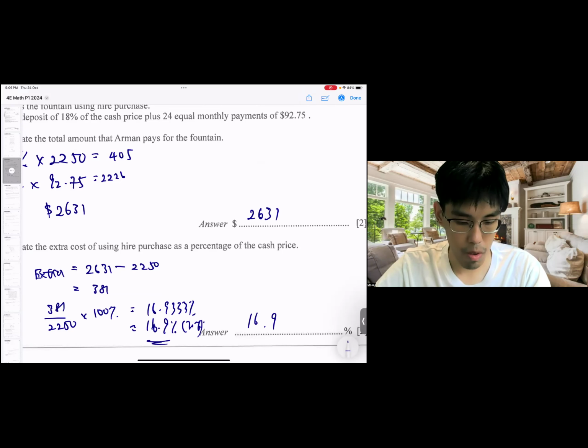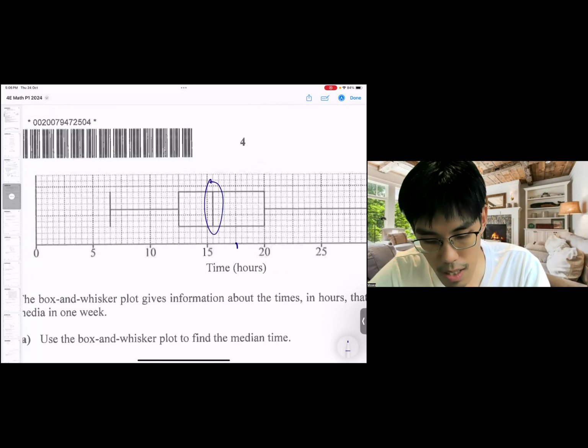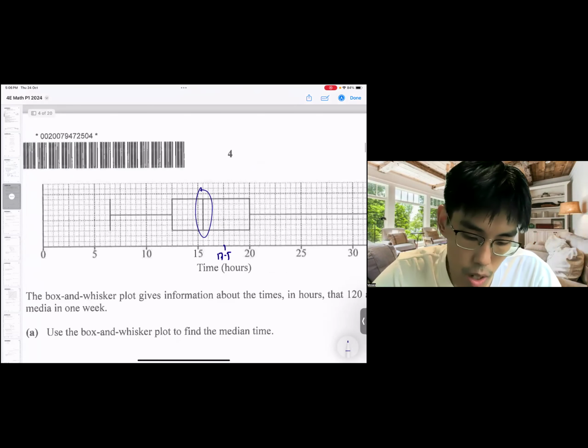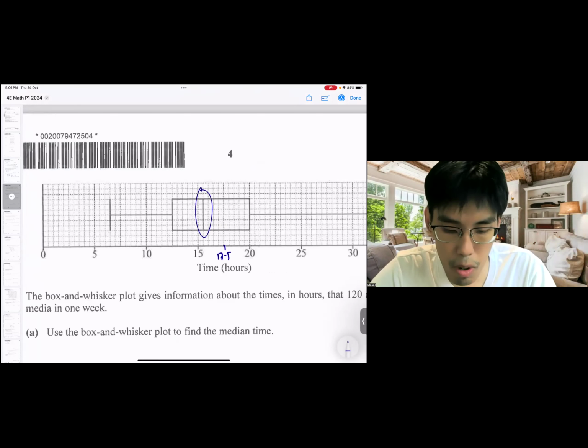Okay, let's move on. Box and whiskers. Use the box and whiskers to find the median of the line. This line represents the median. So this is 17.5. This one should be 15.5 then. Okay, 15.5.